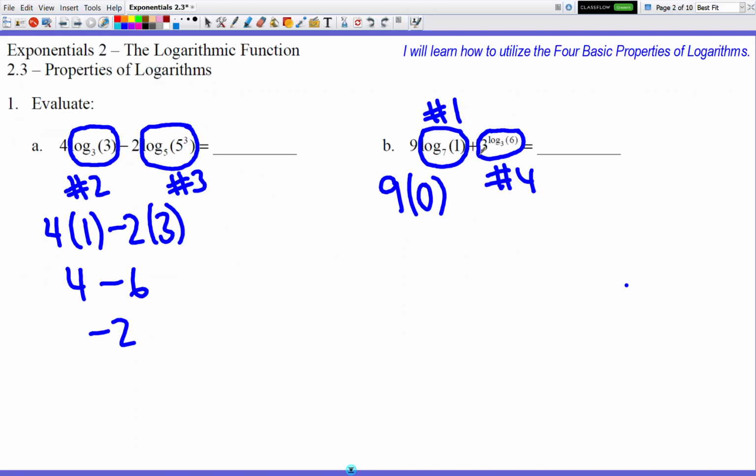We have matching 3's, right? So the 3's match. So we're just going to replace this whole entire circle with what's inside the parentheses. And what do you see inside the parentheses? I see a 6. So plus, right? Because that didn't get circled. And then 6. So we're going to have 9 times 0, which is 0, plus 6. That equals a grand total of 6.